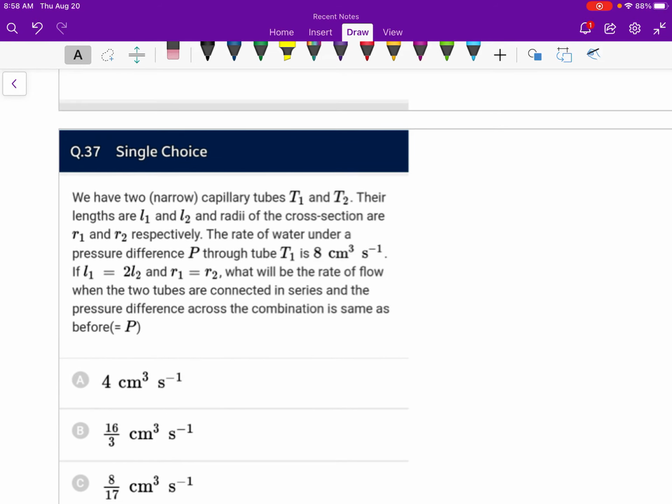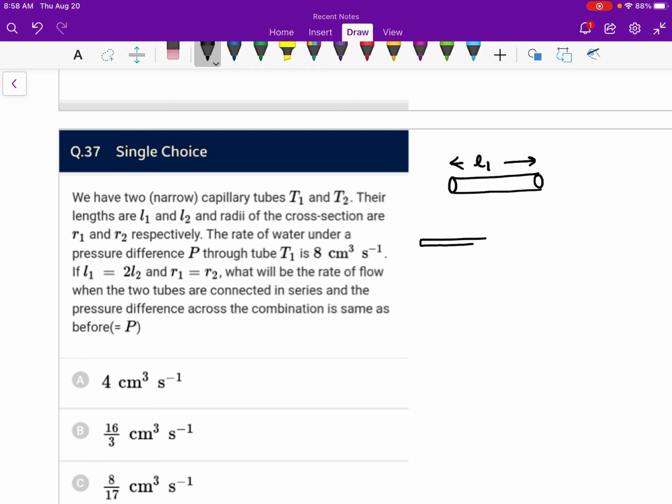When two narrow capillary tubes of lengths L1 and L2 are joined such that the radii are the same and length L1 is twice of L2, what will be the rate of flow? So guys, initially there was only one capillary of length L1, pressure difference is P, and volumetric flow rate is capital V, that is given. Now two capillaries have been joined in series.